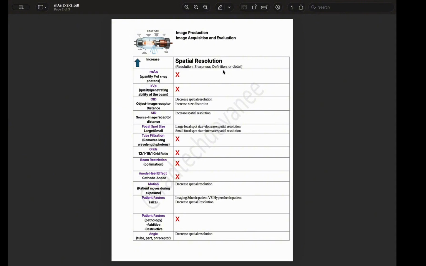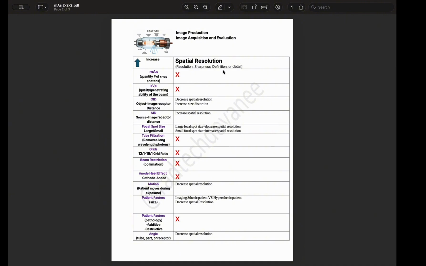So talking about OID, if we increase that object to image receptor distance, spatial resolution goes down, detail on the image goes down. Why? Because of size distortion, because of magnification. The body part becomes magnified. So we always want the body part close to the image receptor as much as possible to decrease that magnification.